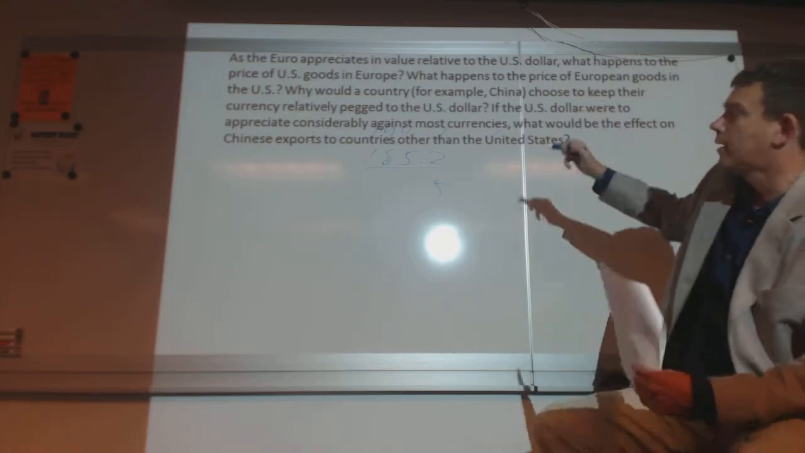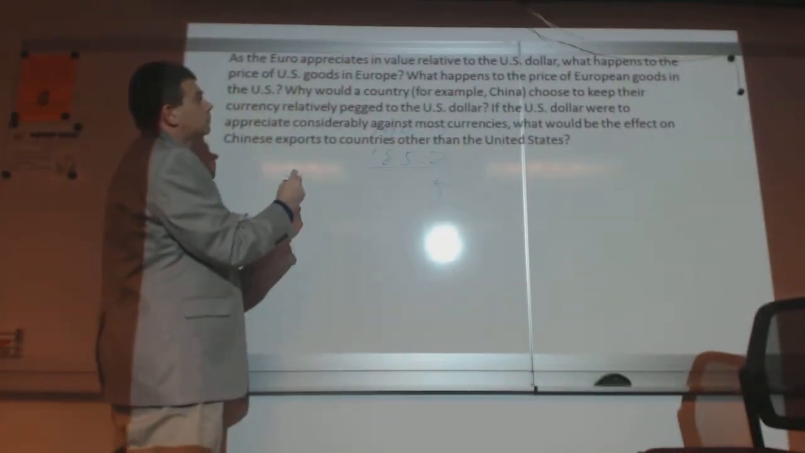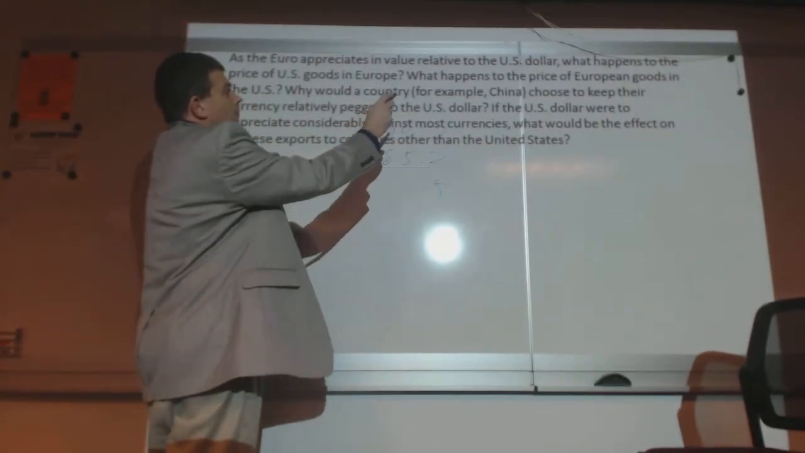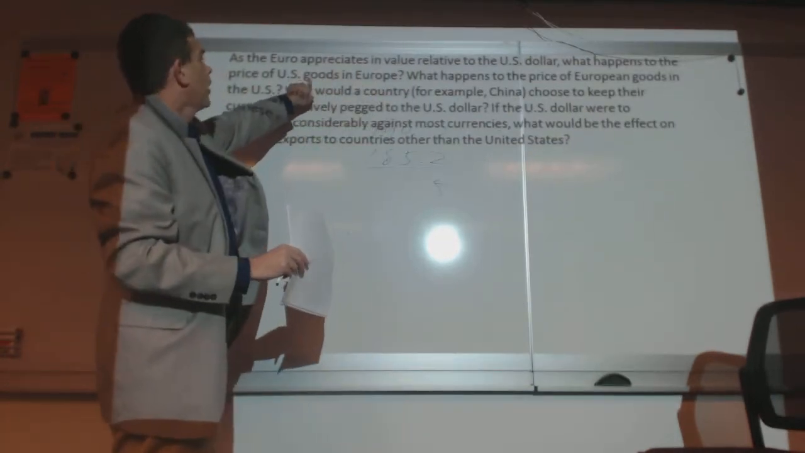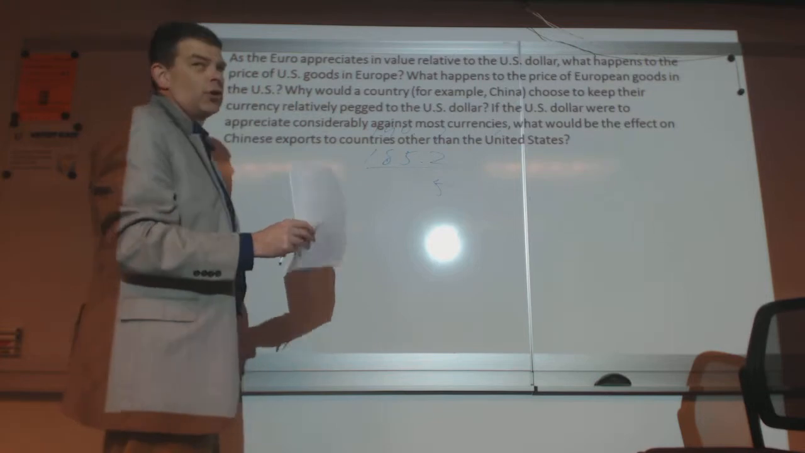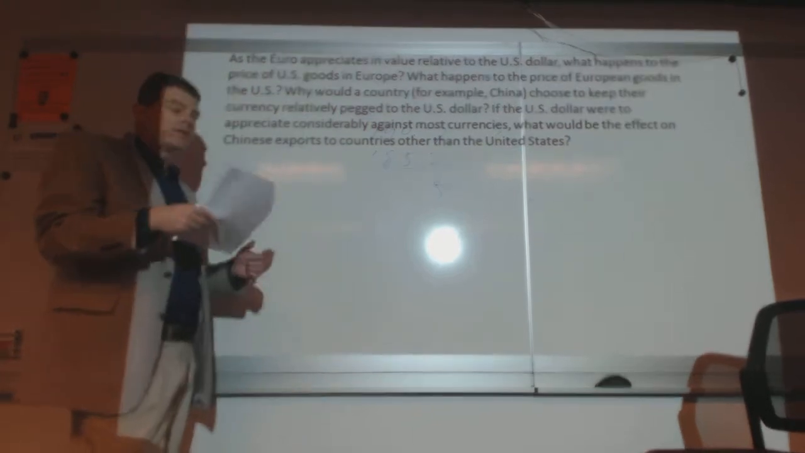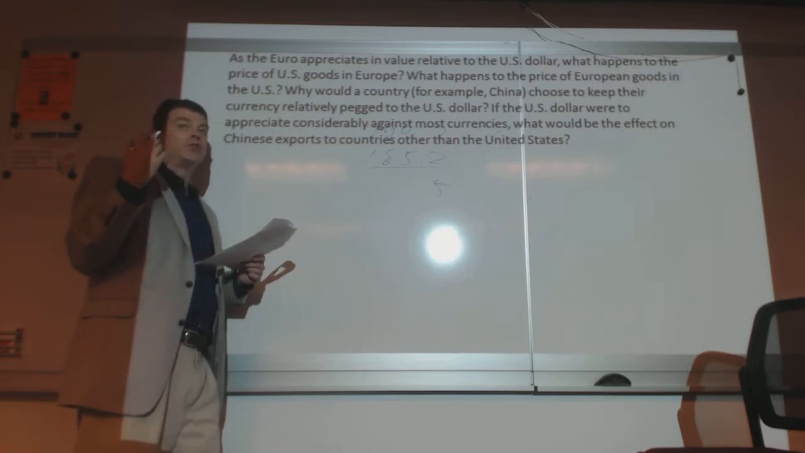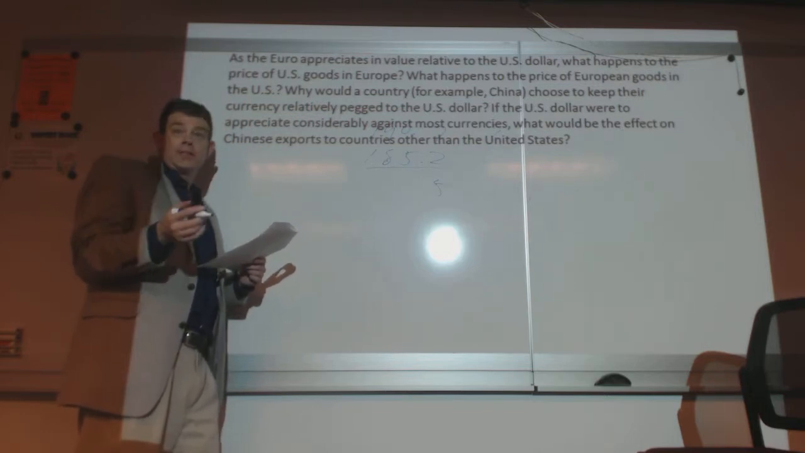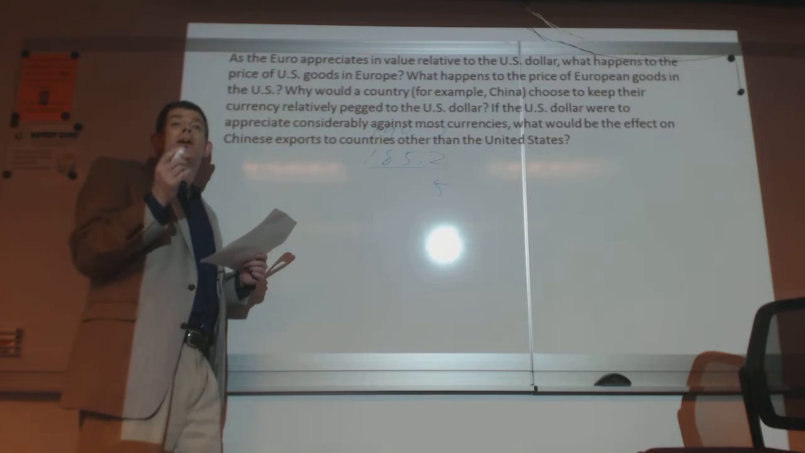Think carefully through that. Don't you mean backwards, Professor? It's the price of US goods in Europe. What's what the question says? Oh, I'm sorry, I skipped to the second part. What happens to the price of US goods in Europe? That's the easier one. What happens to the price of US goods in Europe? They decline. So they become cheaper, right? Yes, very good. Why do they become cheaper?